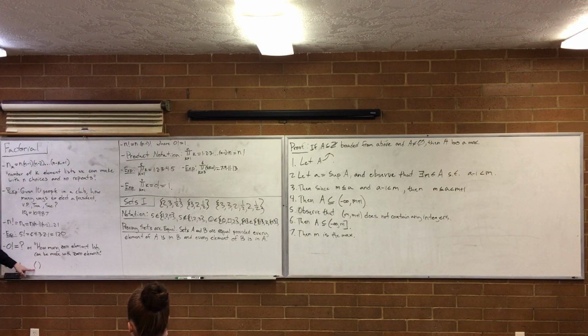How many items are in that list? 0. How many items did I choose from for each of my options? 0. So there's one way to make that list, and it's that list right there. It's the empty list.